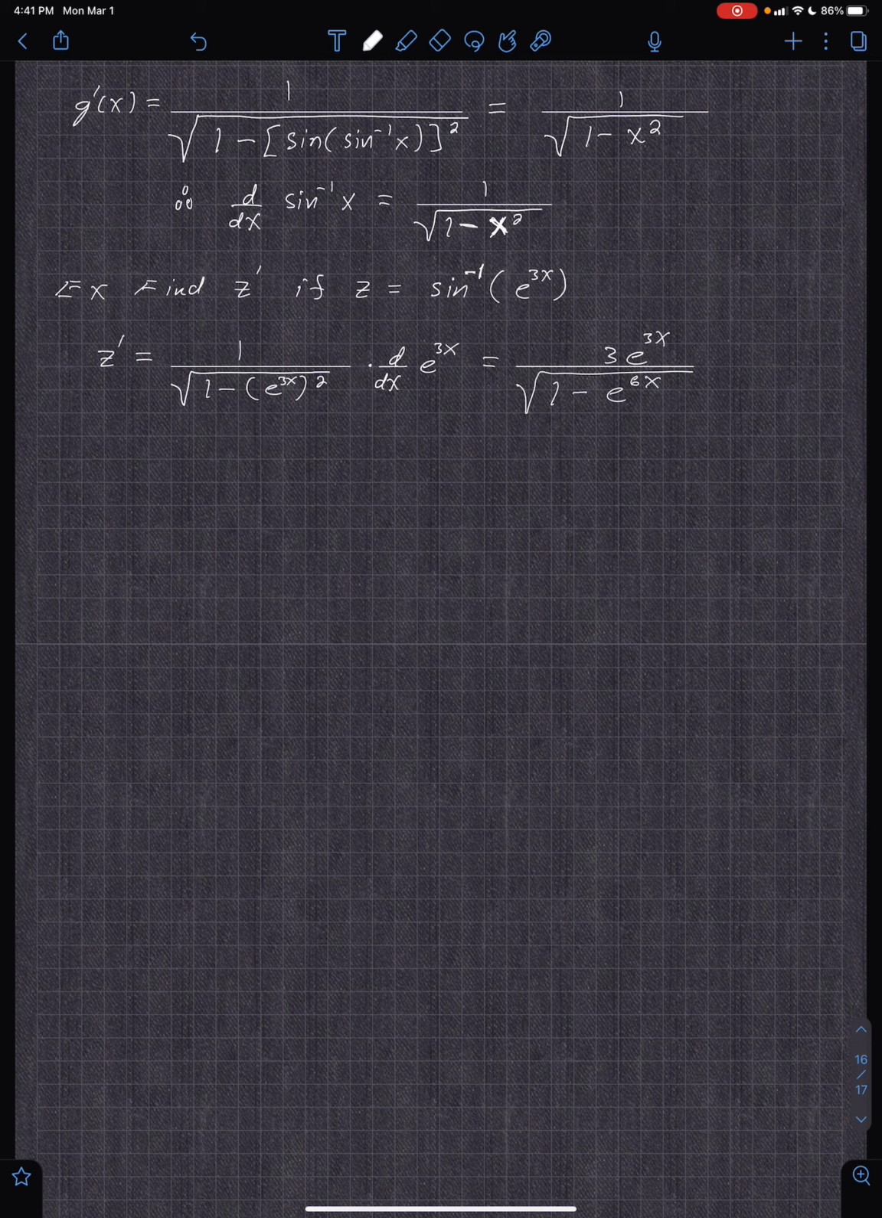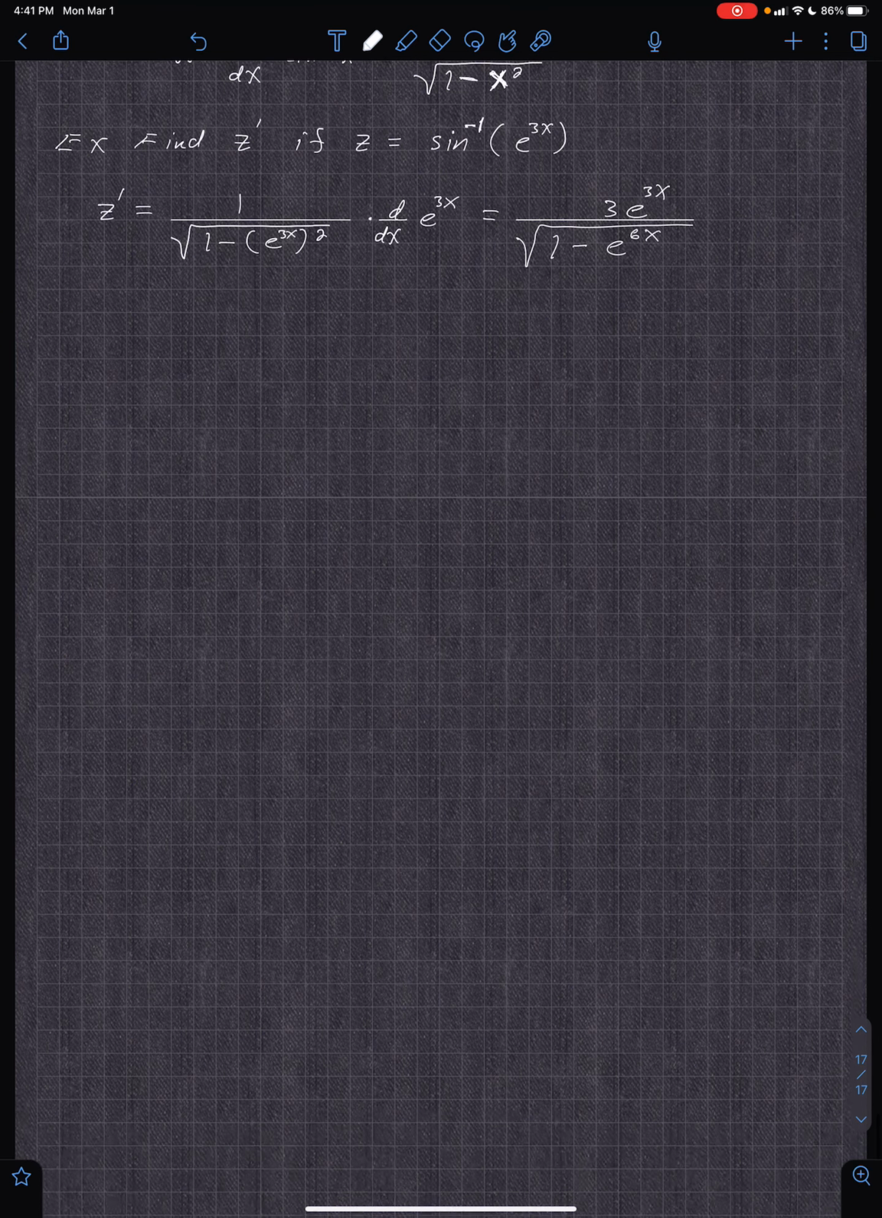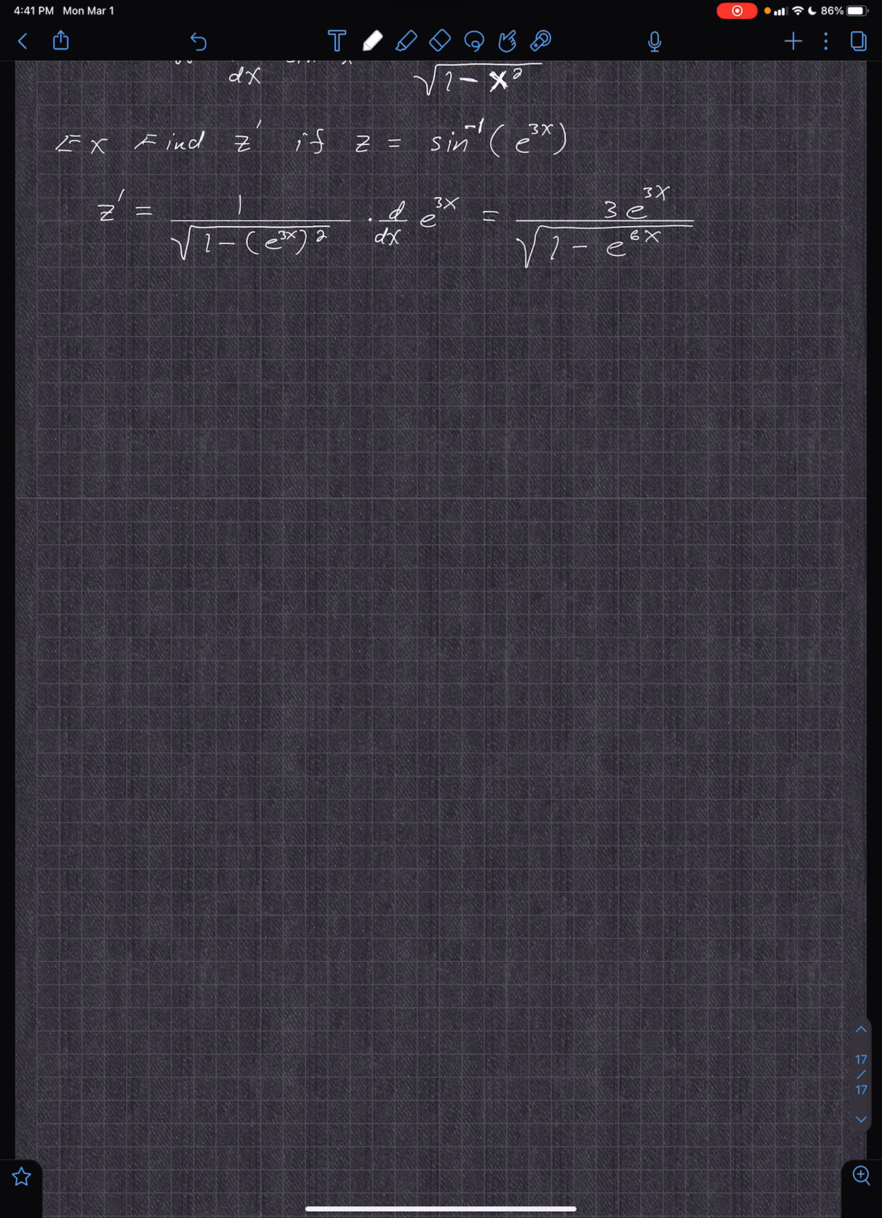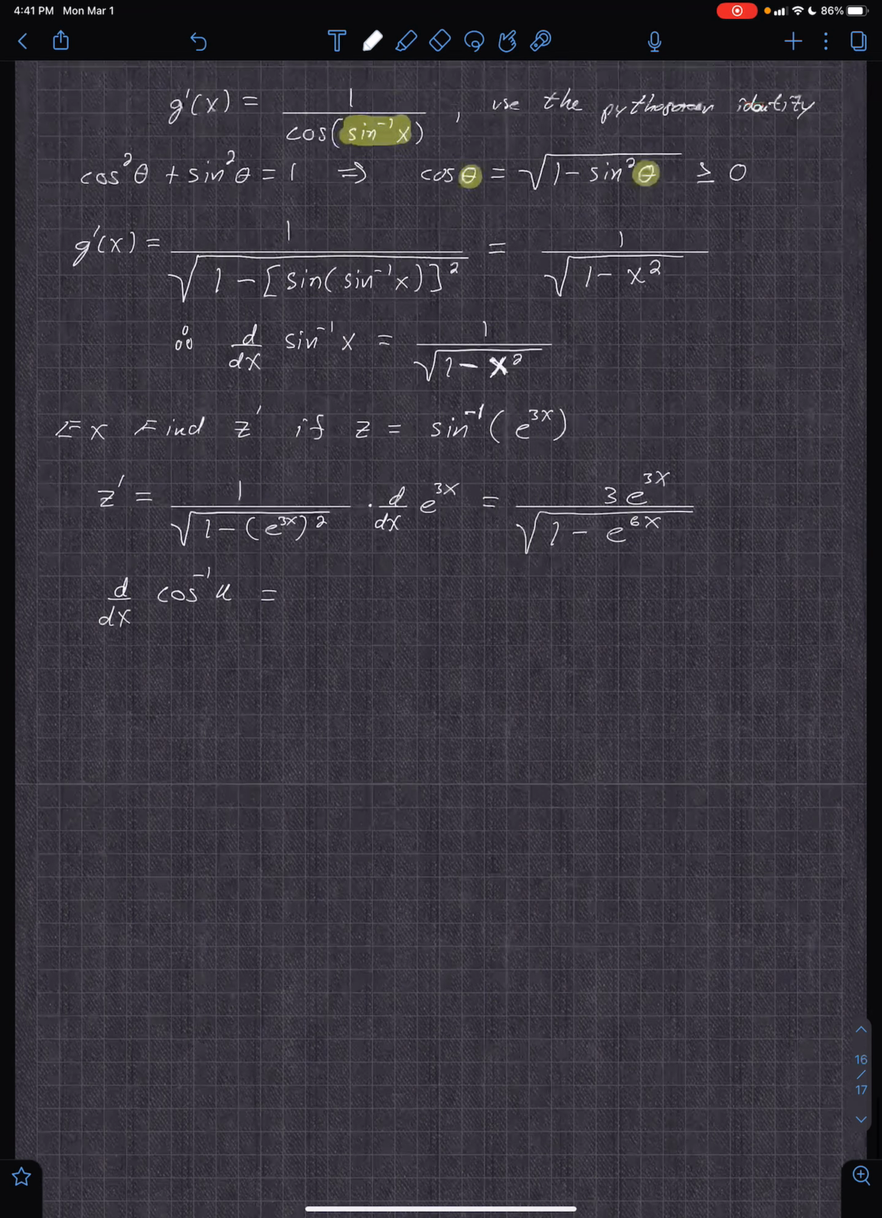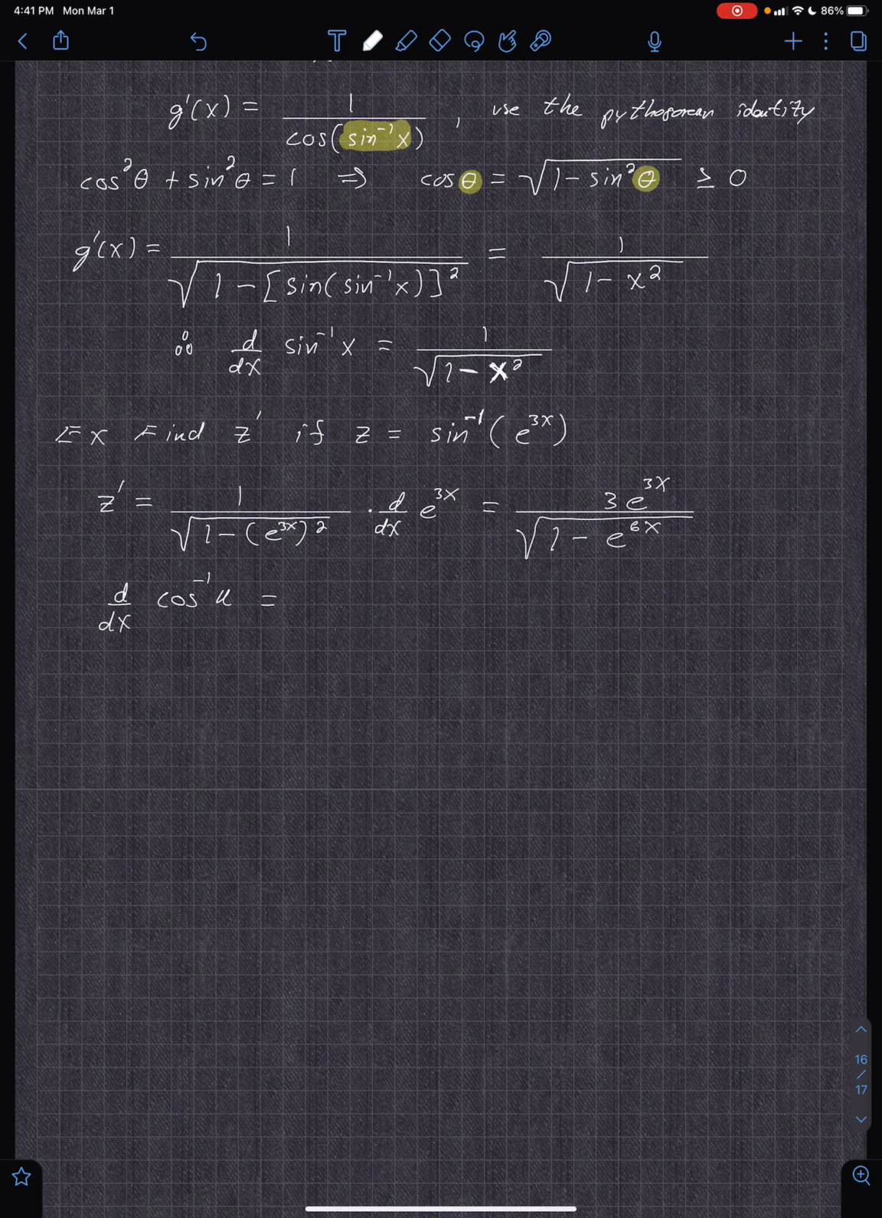So you can define cosines similarly, so I'll just give you that one. d/dx of cosine inverse of u. I probably should have done that for sine as well. If u is a function of x, then it's just going to be a u down here like that, and then it's times u prime. It's just chain rule.